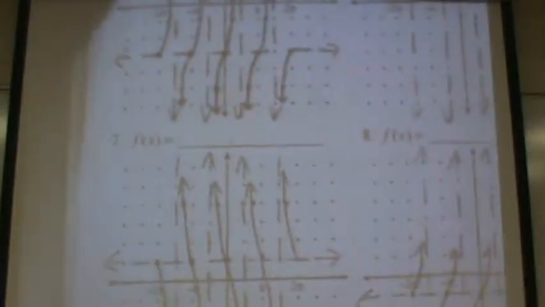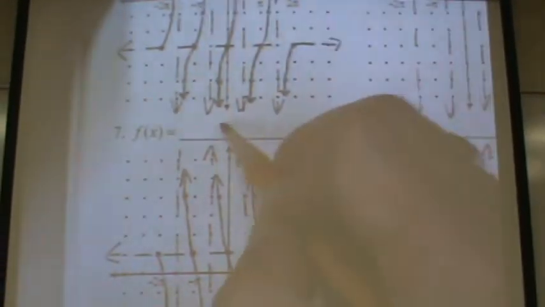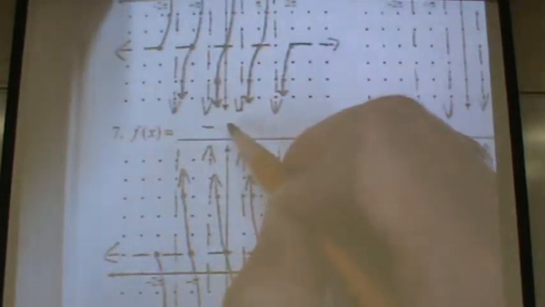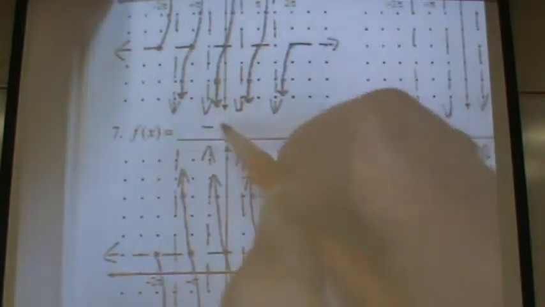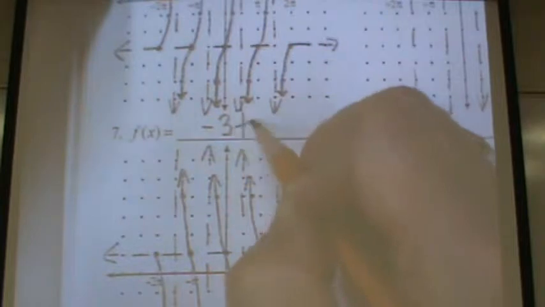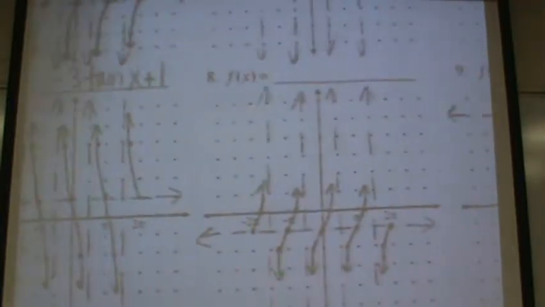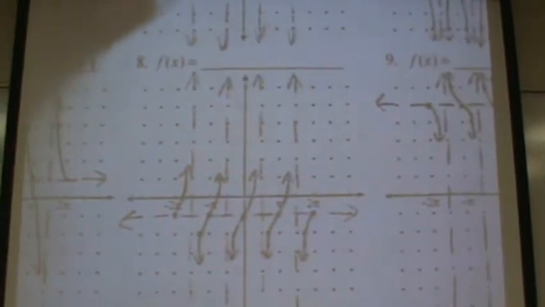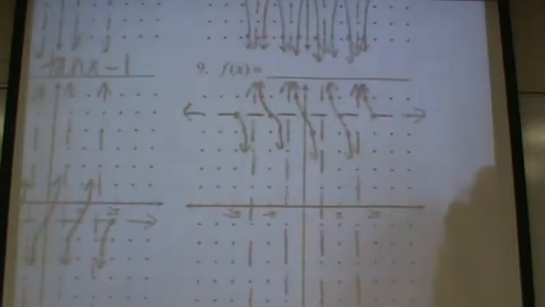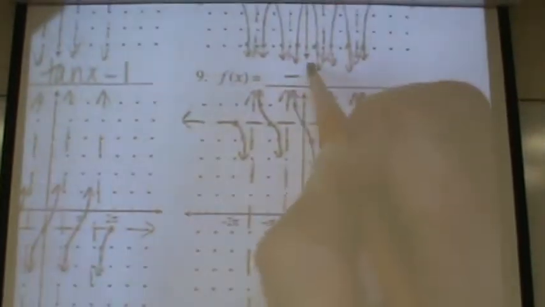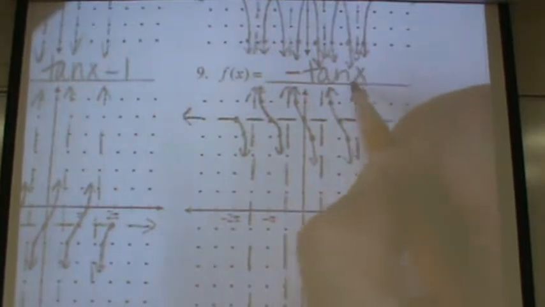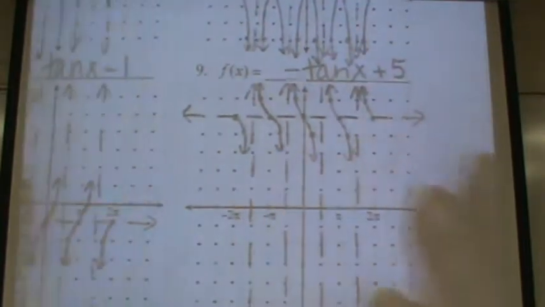Next one. Negative 3 tangent x plus 1. Next one. Just tangent x minus 1. Minus 1, yep. Next one. Negative tangent x plus 5. Good job. Back page.